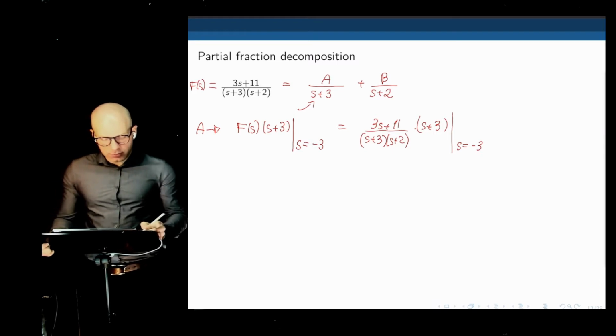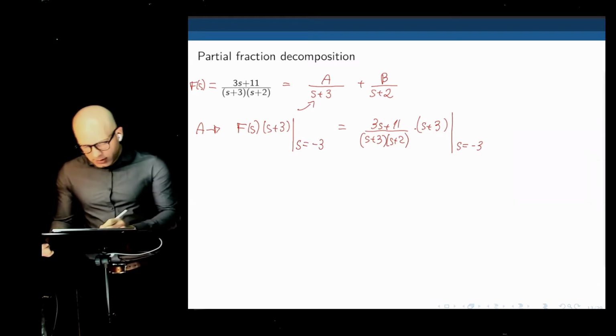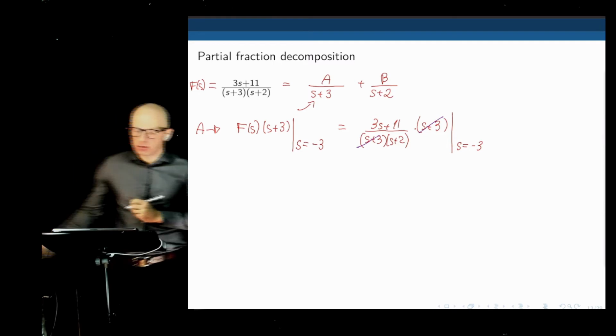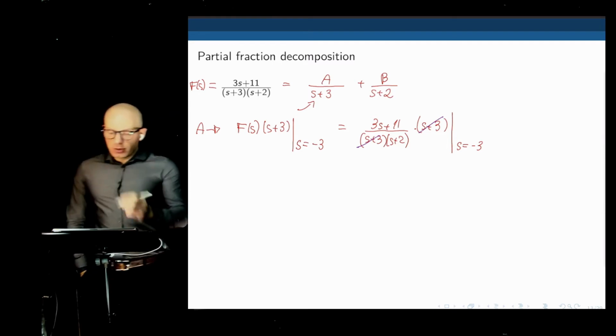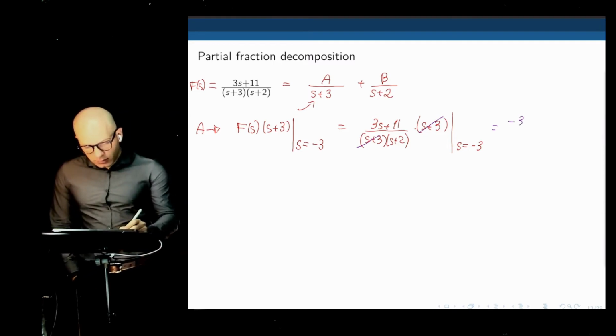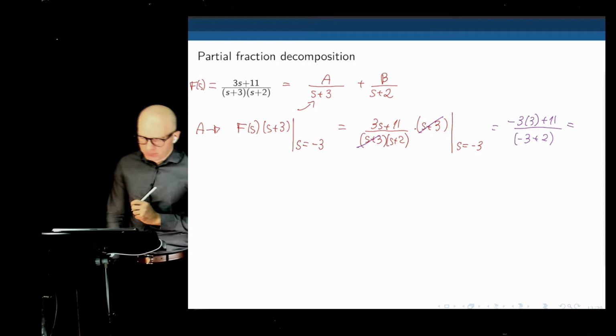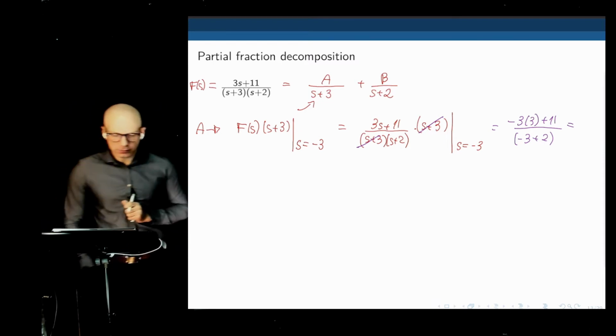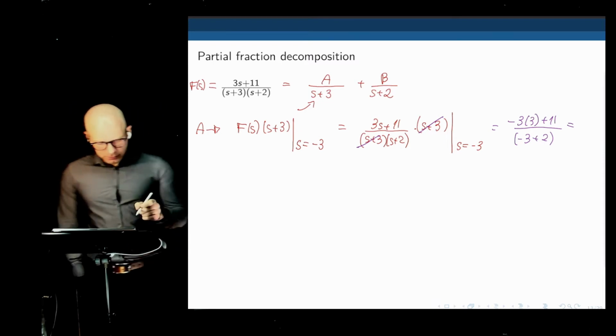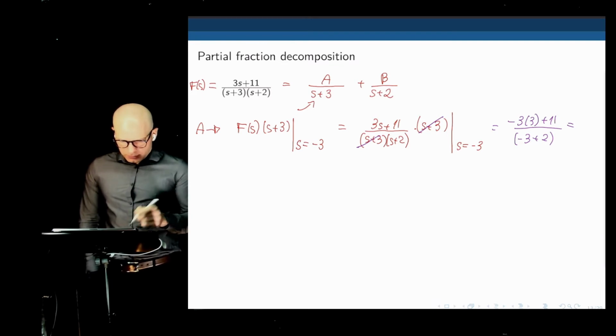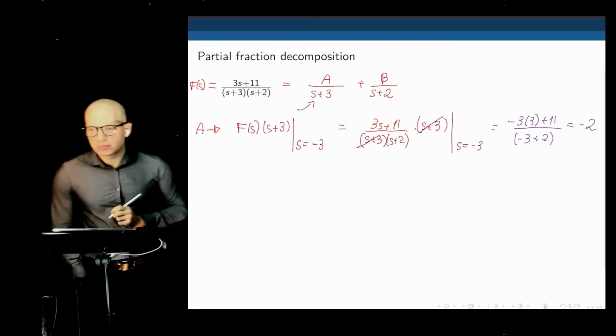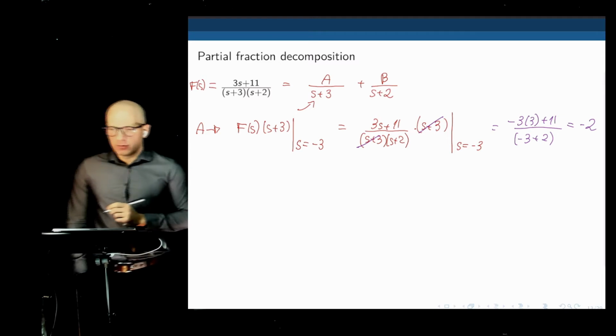What is the result here? This s plus 3 and that s plus 3 cancel out. We have 3 times -3 plus 11, divided by -3 plus 2. And this is 9 over -1, which is -2. That's the value of A.